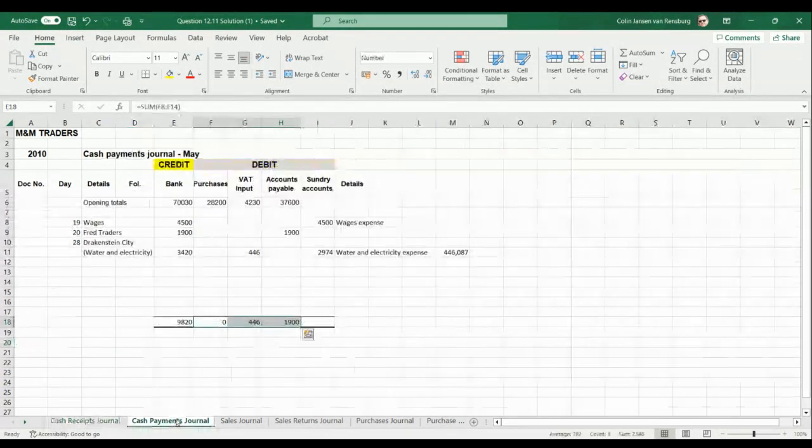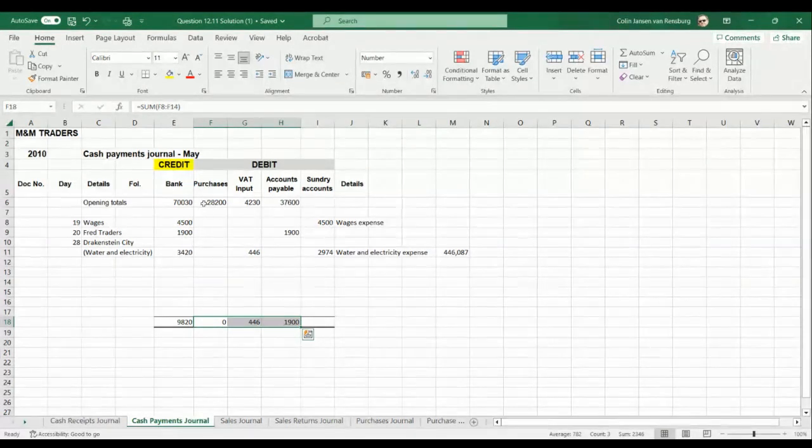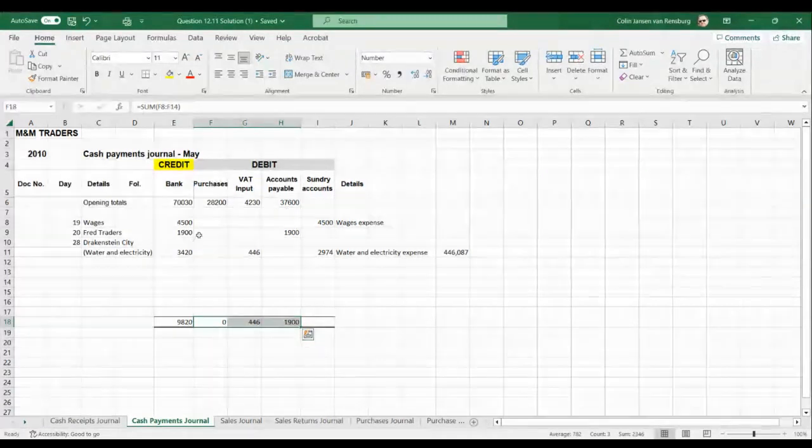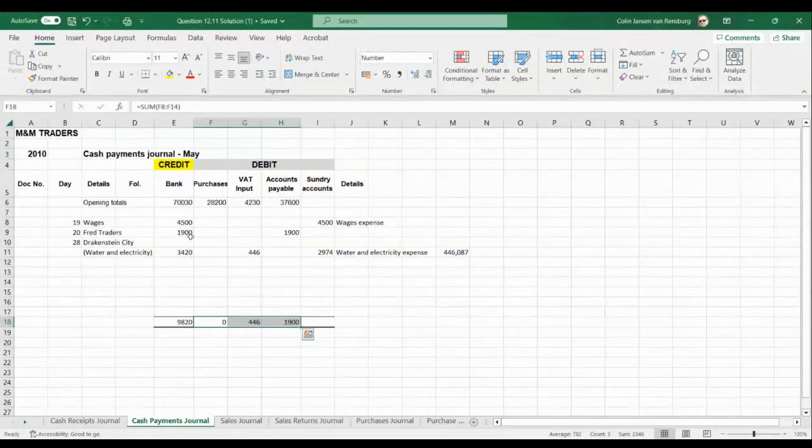Let's maybe just do our cash payments journal as well, ladies and gentlemen. So there we saw that we had a total. Now this time let us look at the opening balances as well as the transactions again. Besides the opening balance itself, there was this total of transactions for the first half of the month that related to bank purchases 28,200, VAT input of 4,230, and accounts payable of 37,600. And then we had these additional transactions that affected the credit side of our bank account, and that was for the wages that we've paid, for the creditor traders that we've paid, and for the water and electricity that we've paid. Right. So I'm just going to stop sharing this one final time for today.